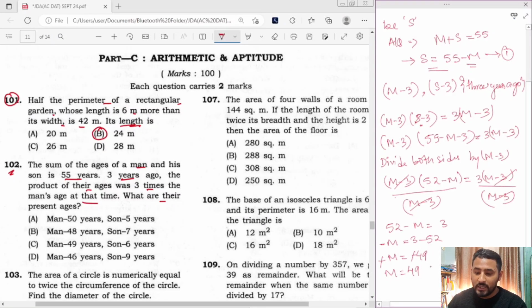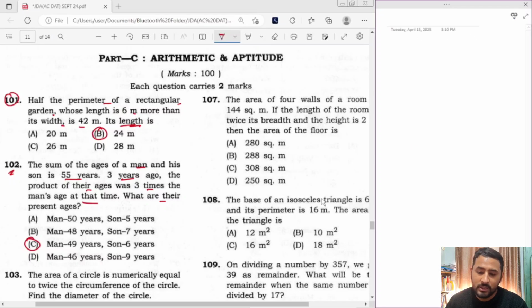That is 49. Now let us find the age of the son. Can you see s is equal to 55 minus m? So let us find s, putting this value of man in equation 1. Okay, so how much? It is 49. So s will be equal to how much? 55 minus 49 is 6 years. So are you getting my point? The man's age will be 49 and the son's will be 6 years. So the answer will be option number C. Okay, I hope this is clear.